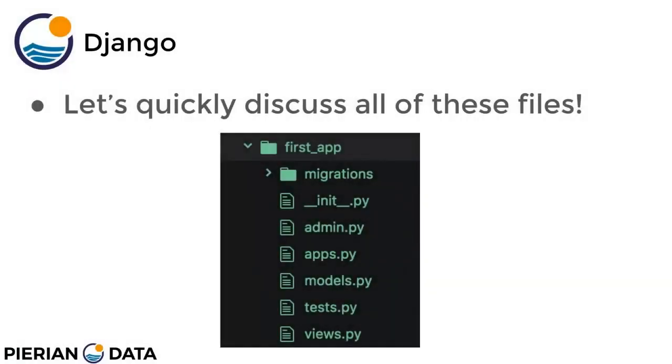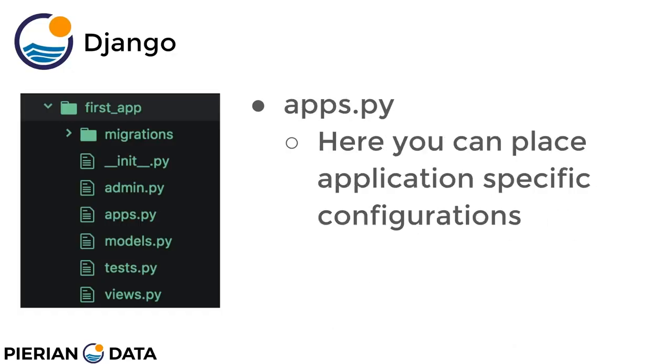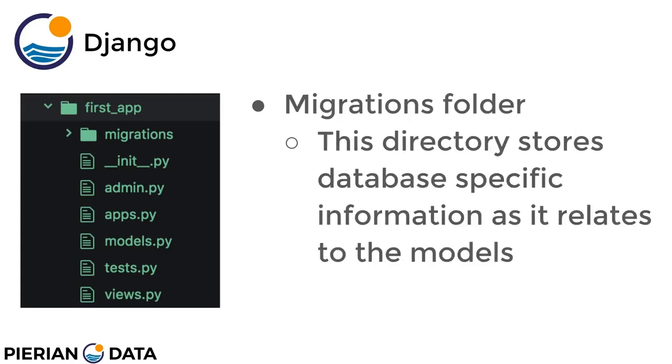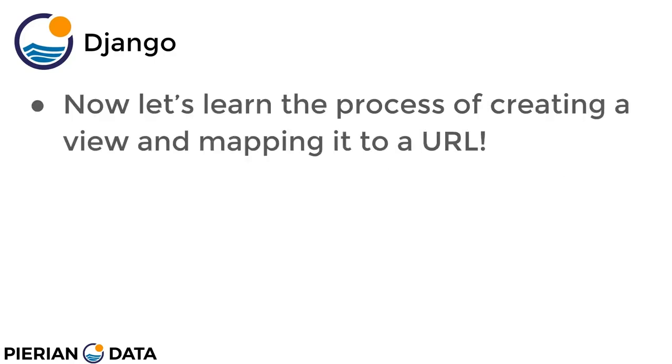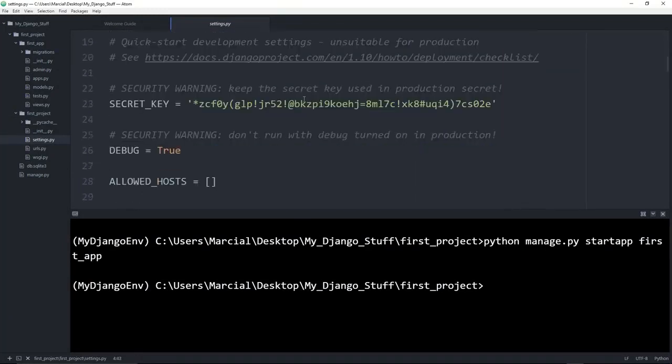Okay, so we created all those files with that startapp command. Now let's discuss what all these files are for. Here we have another __init__.py file, and that's serving the exact same purpose as we discussed previously. It's just a blank Python script that, due to its special name, lets Python know that this directory can be treated as a package. Then we have the admin.py, and this is where you can register your models so that you can benefit from some Django machinery that basically creates an admin interface for you. And later on, we'll see how fantastic the built-in admin features of Django are. It's a really powerful tool, and it's all built into Django.